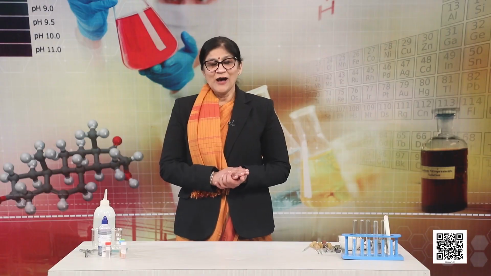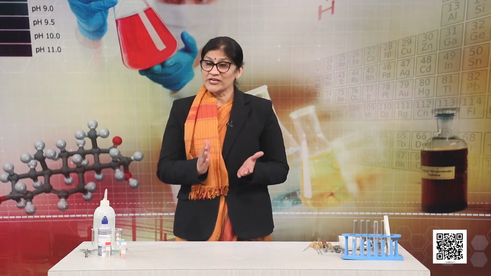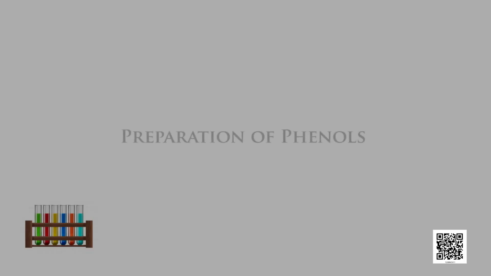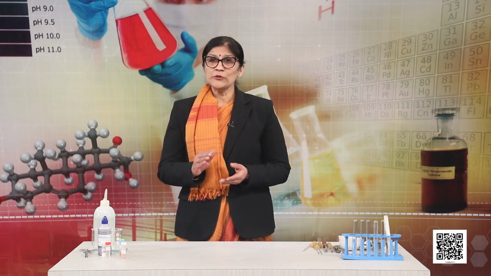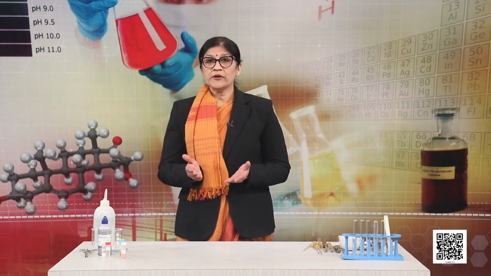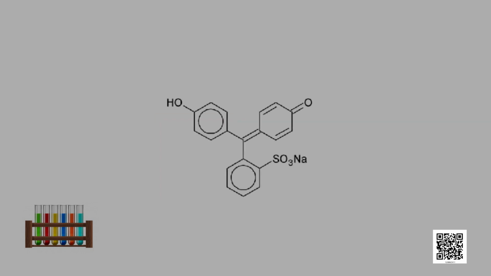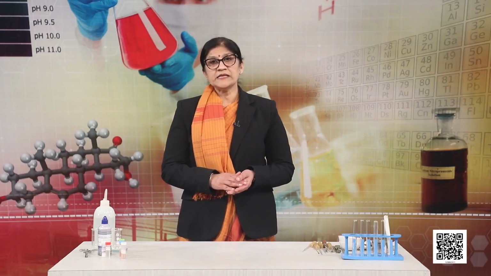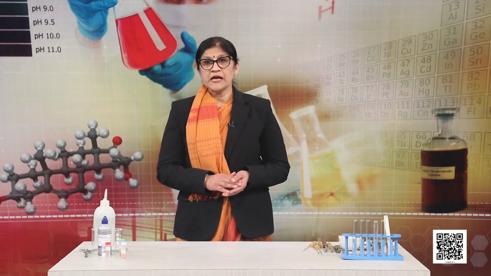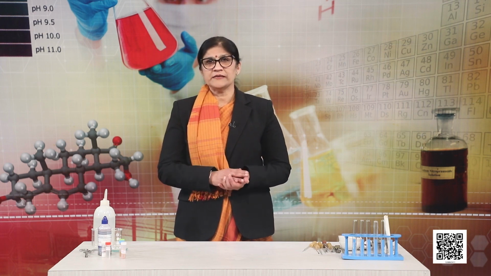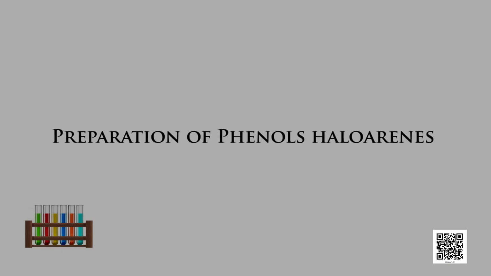So, now after understanding the structure of phenols, let's have a look at how phenols are prepared. Phenols are also known as carbolic acids because they were first isolated in the early 19th century from coal tar. Nowadays, phenol is commercially produced synthetically. In the laboratory, phenols are prepared from benzene derivatives by any of the following methods. First of all, let's see the preparation of phenols from haloarenes.